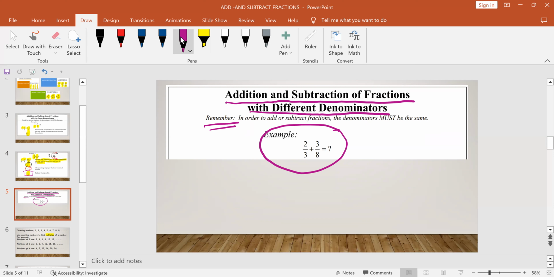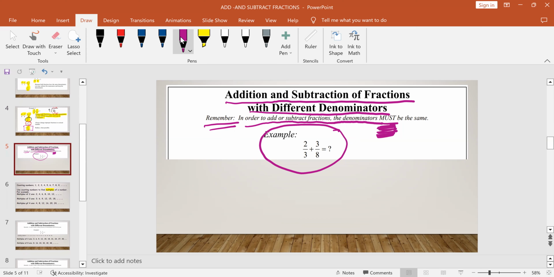So remember, in order to add or subtract fractions, the denominators must, you see the way they write must, that means it's important, must be the same. Okay, so we don't have that same denominator, but it's possible to rewrite these fractions to get the same denominators. That's what we will do before we add the fractions, because if we don't have the same denominators, we cannot add or subtract the fractions.